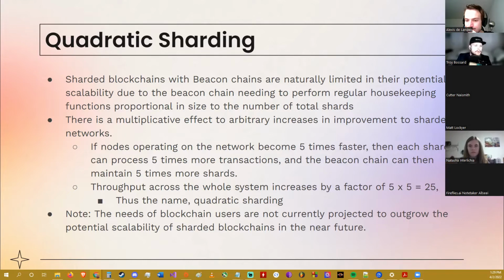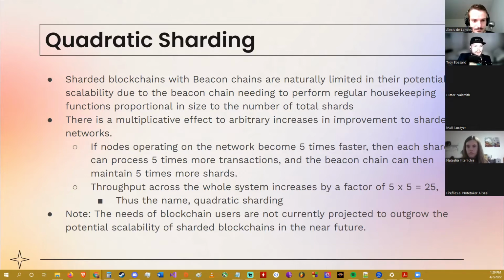The interesting thing about this type of implementation is there's a multiplicative effect to arbitrary increases and improvement to sharded networks. By the way, this is not necessarily a method that Near protocol uses. I just thought it was important to talk about in the context of sharding. We're going to talk more specifically about how Near implements sharding in subsequent slides.